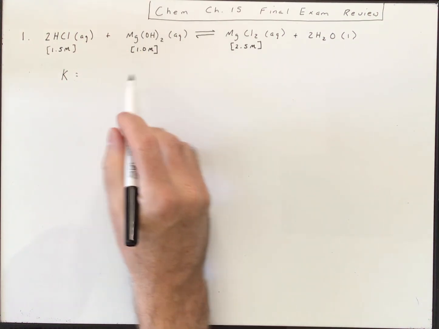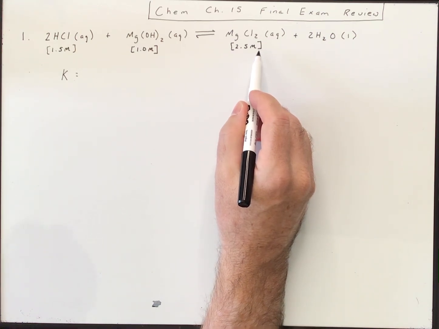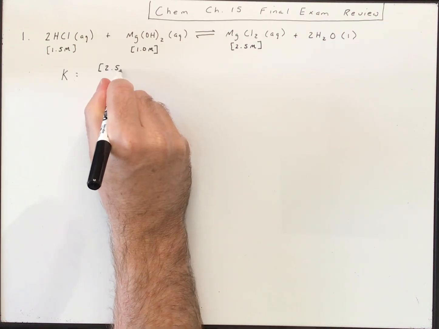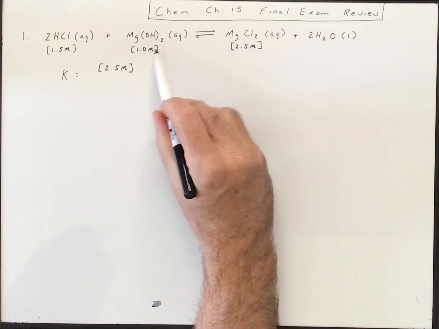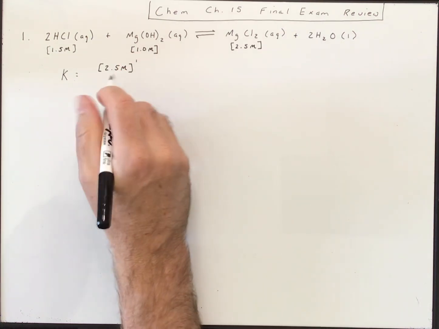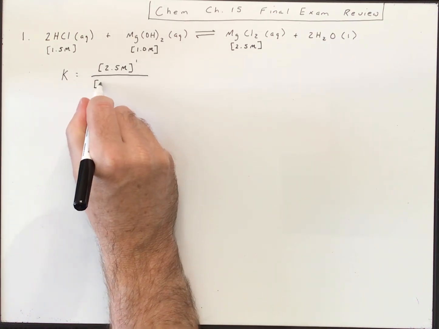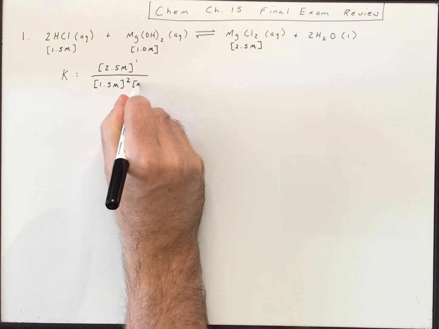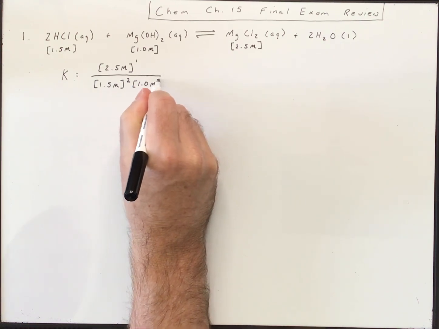And in the numerator, you have the concentrations of the products raised to the power of the coefficient. So the only product that you will use, because you only use gases and aqueous substances, no liquids, so we don't include water. That's to the first power. You wouldn't have to put that, but I'll put it for illustrative purposes. And then in the denominator, we would have 1.5 molar for HCl. We need to square that times 1 molar for magnesium hydroxide.